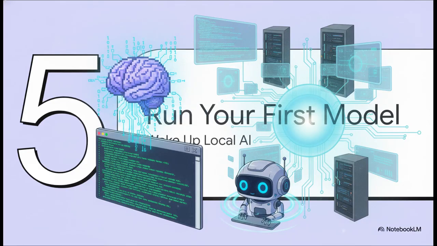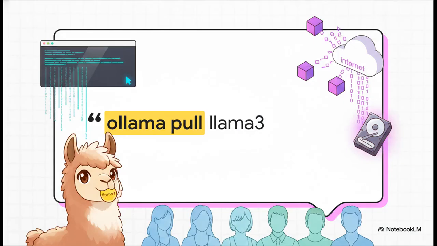And finally, Section 5, running your first model. You've got Ollama installed, your terminal is open, so let's punch in some commands and wake up your very own local assistant. To kick things off, you're going to type this exact command, ollama pull llama3, right into your terminal and hit enter. That word pull is just the command telling the software to reach out into the ether and download that specific model, in this case Meta's Llama 3, straight to your hard drive. And again, completely free of charge.